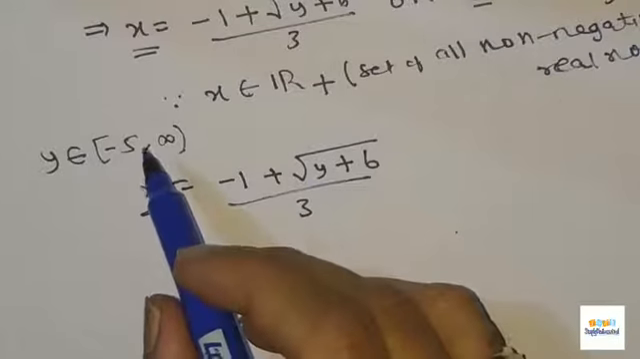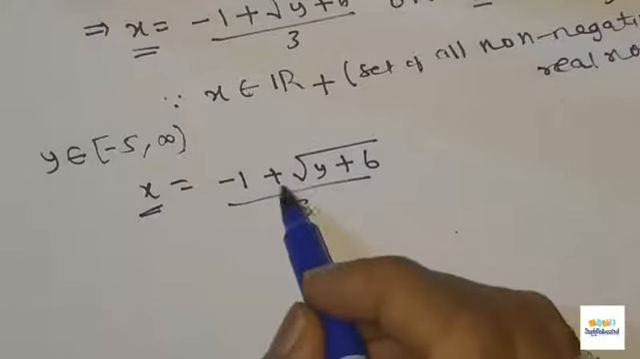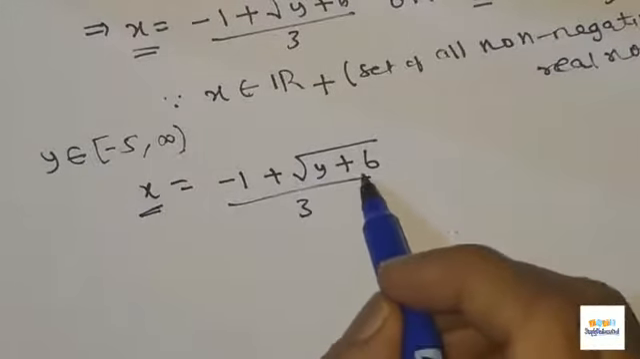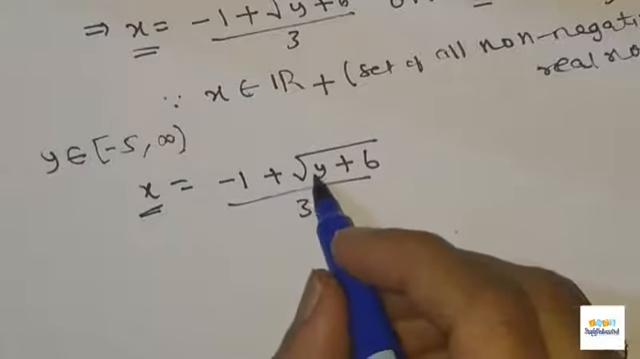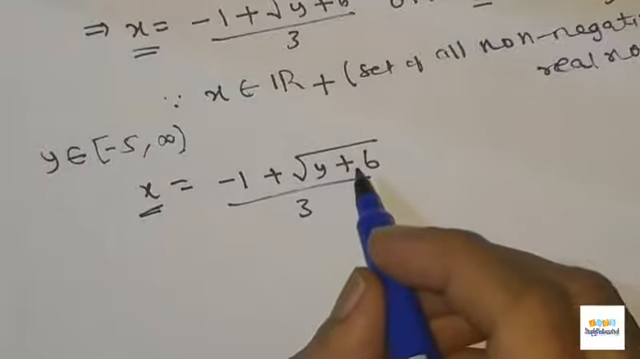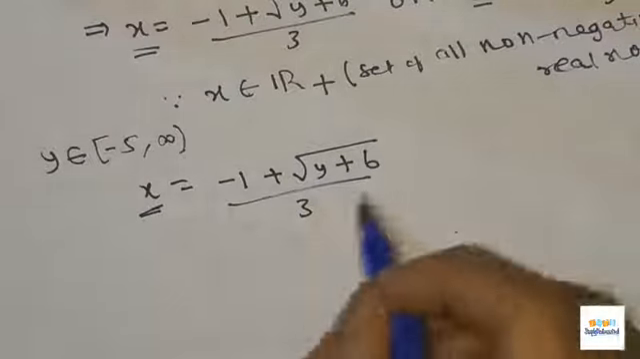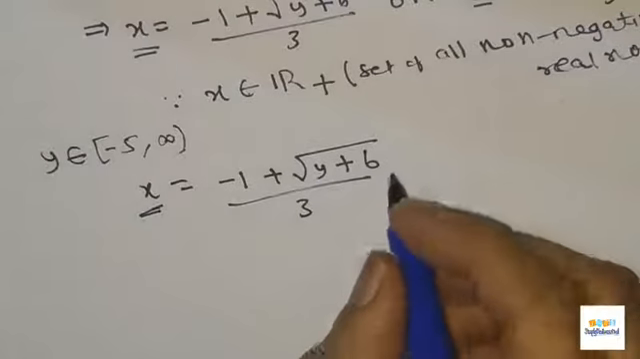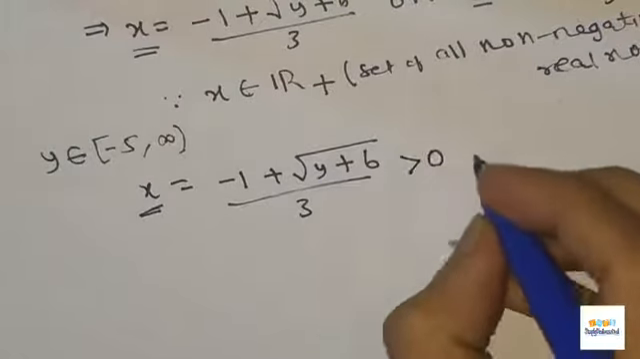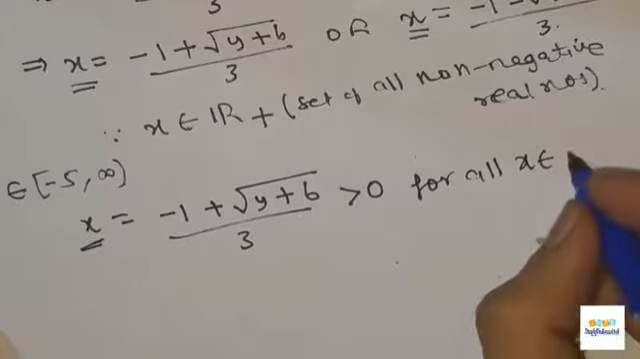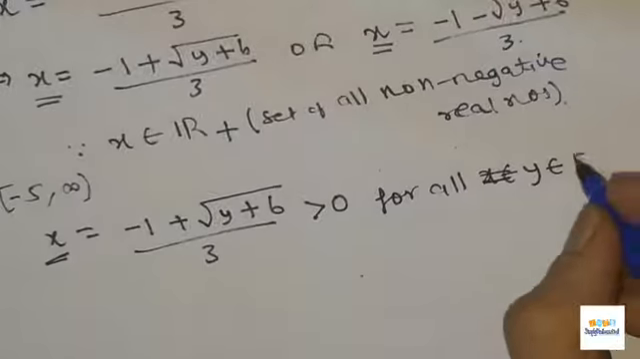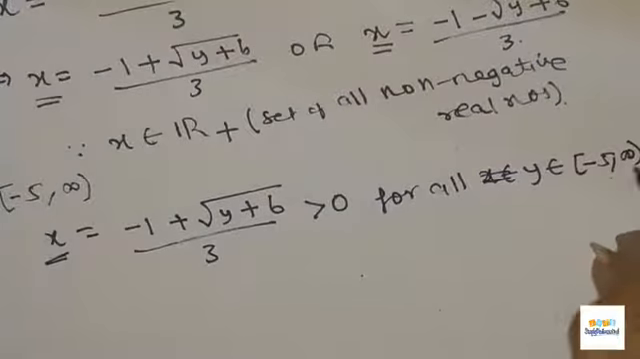If you take minus 4 now here, what will you get? Minus 1 plus root of 2 divided by 3. So minus 1 plus root of 2 is 1.41, so again this will be a positive quantity. So this is positive for all y belonging to minus 5 to infinity, closed.